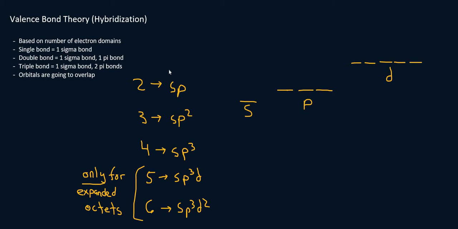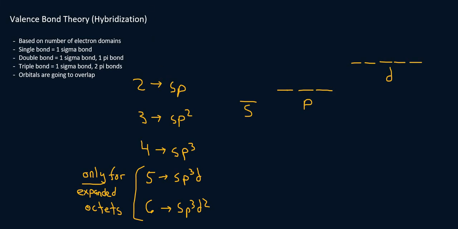We saw that to a certain extent with the VSEPR model, where you counted the number of domains around your atom and that determined your molecular geometry. Well, here we're going to count the number of electron domains in order to figure out what our hybrid form is going to be for a molecule.